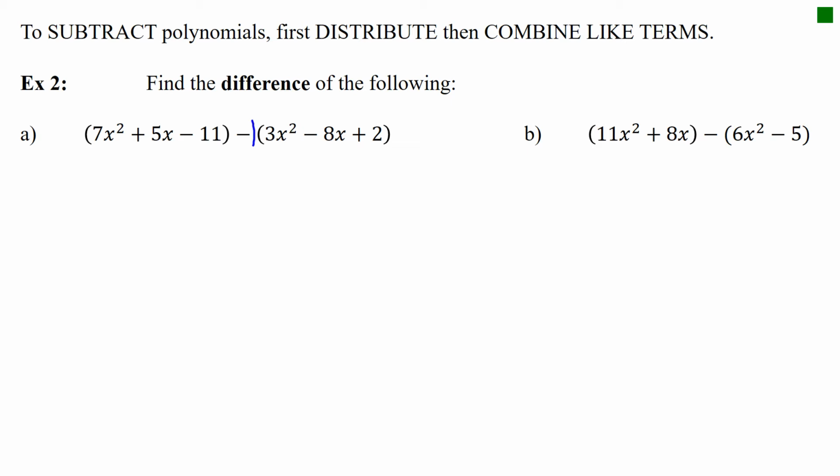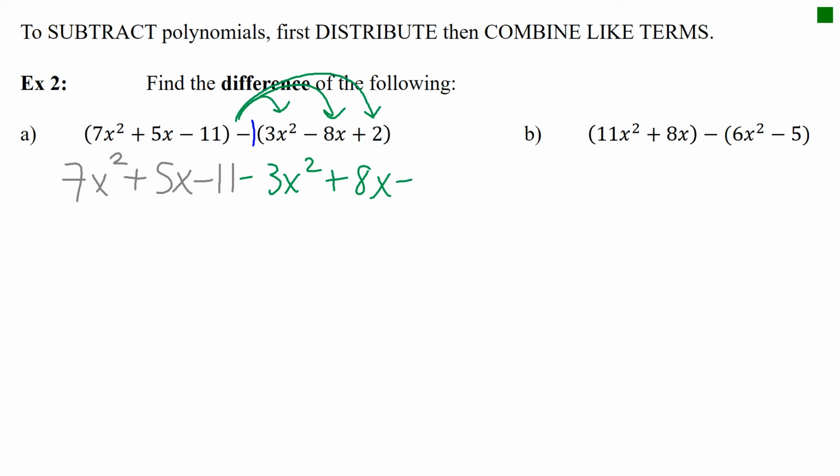So first set of parentheses, I'm just going to bring down the first without any parentheses because multiplying by positive 1 won't change anything. However, the second one, I will want to distribute by the negative. So negative 1 times 3x squared gives me minus 3x squared. Negative 1 times a negative 8x will give me positive 8x. And then negative 1 times positive 2 will give me negative 2.